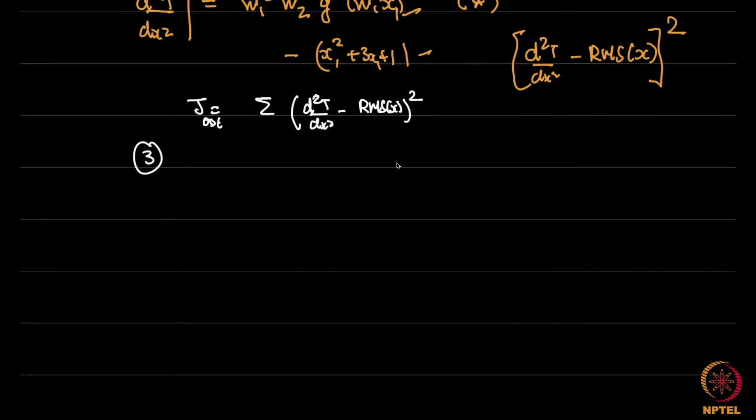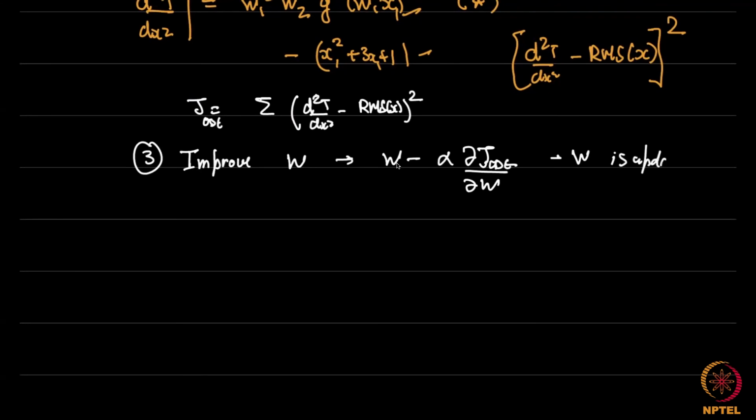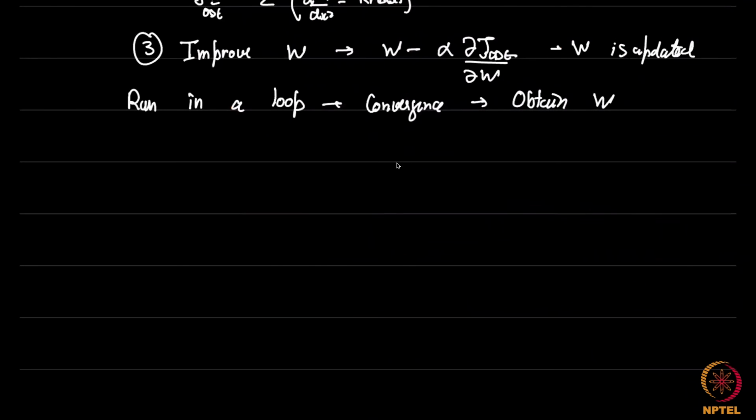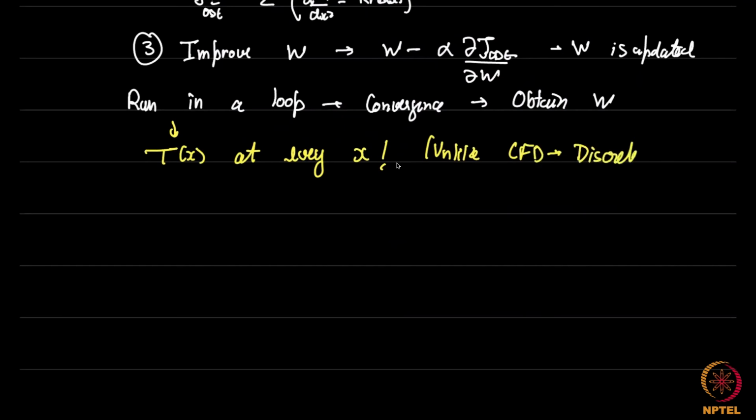The final thing is you want to improve W. So W becomes W minus alpha times dJ/dW. You do this for all the 10 W's, then W is updated. Now run this in a loop. At convergence, you obtain W. Once you obtain W, it means you have T of x. Why? Because T of x was simply a function of x and W, which means unlike CFD, which gave you solutions only at 6 points, this gives you T of x at every x. CFD gives you solutions only at discrete x points.